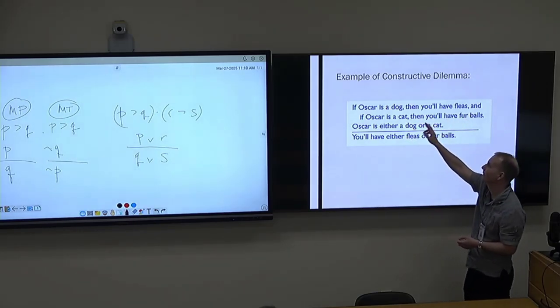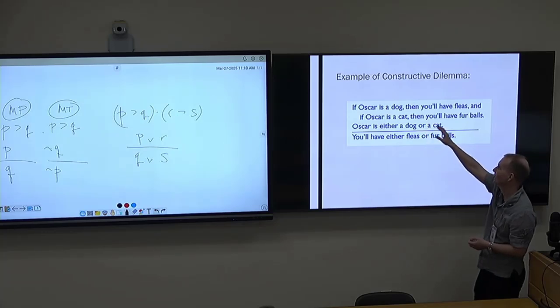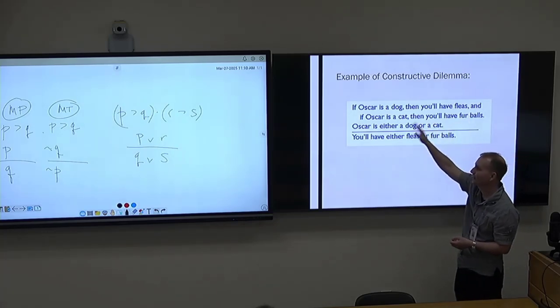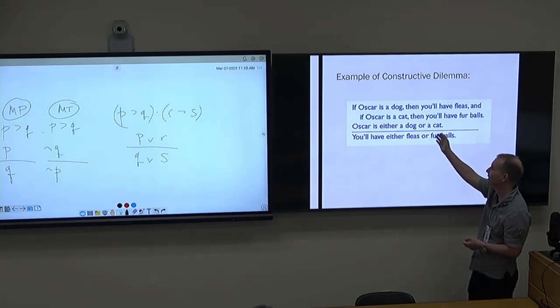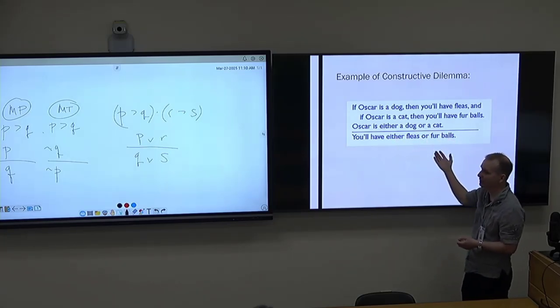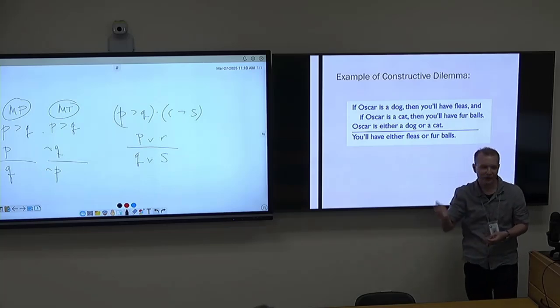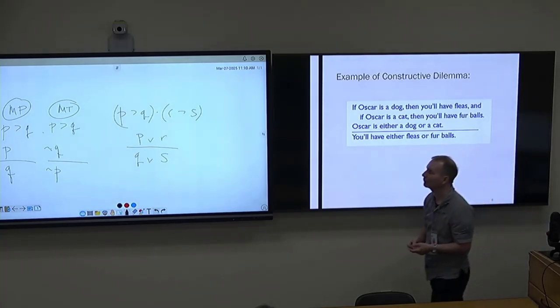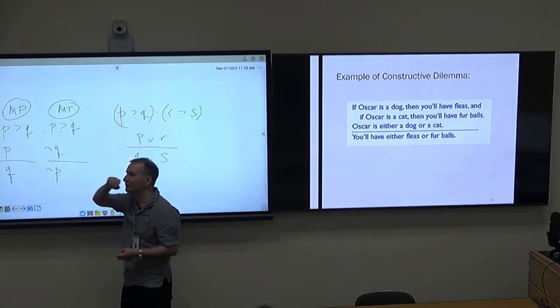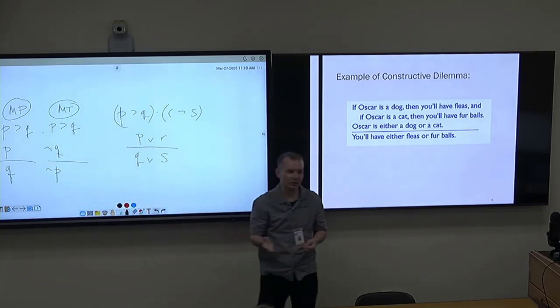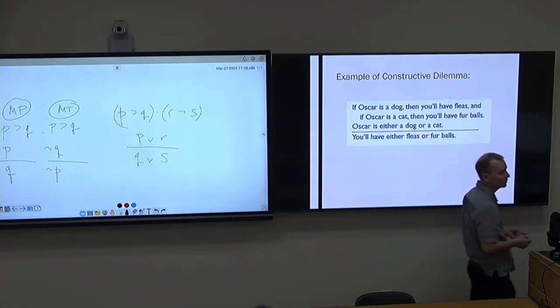If P in this case, then Q. If R, then S. So if it is either P or R, then you will have either Q or S. And it is again based on the idea of a combination of modus ponens and disjunctive syllogism, because it gives you two disjunctions.